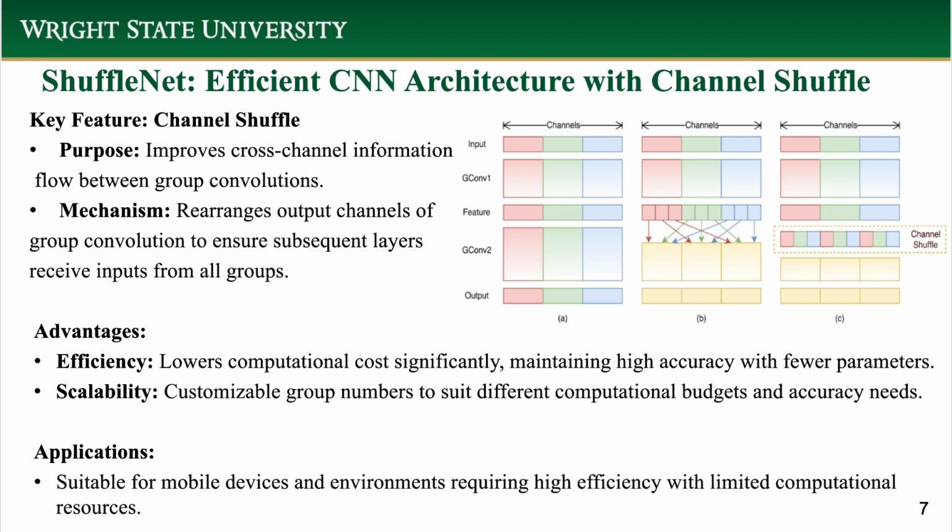Scalability. The architecture offers flexibility in adjusting the number of groups, allowing it to cater to various computational budgets and accuracy requirements. Speaking of applications, ShuffleNet is suitable for mobile devices and environments requiring high efficiency with limited computational resources. In summary, ShuffleNet's integration of channel shuffle makes it a standout choice for efficient and effective deep learning across diverse applications. Let's move to next slide.